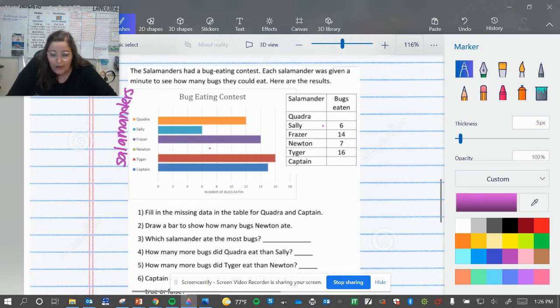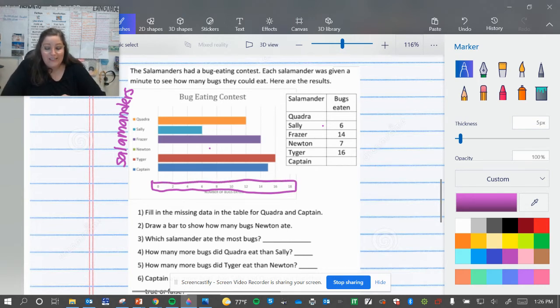So looking at our bar graph, what's the first thing we should do? Well, first thing we should do is look at the, what is this called? Scale. Put a box around it. The scale. What's it counting by? 2. Okay. So let's put our numbers on first. Quadra is lined up with what? 12. Sally is lined up with 6. Fraser is lined up with 14.